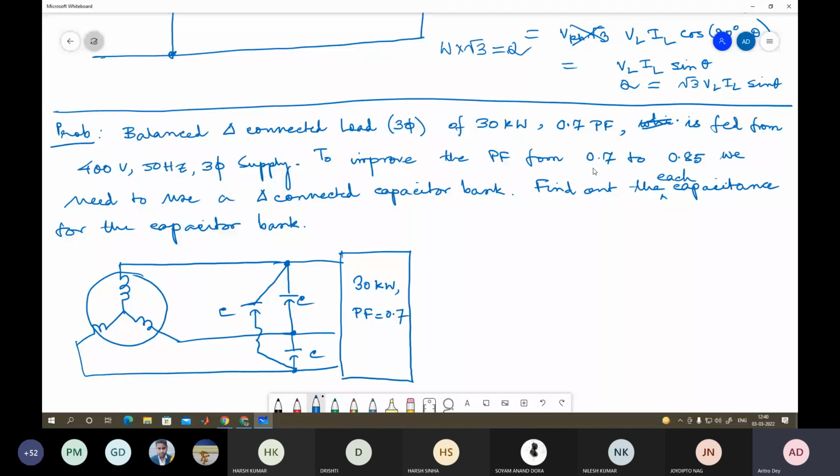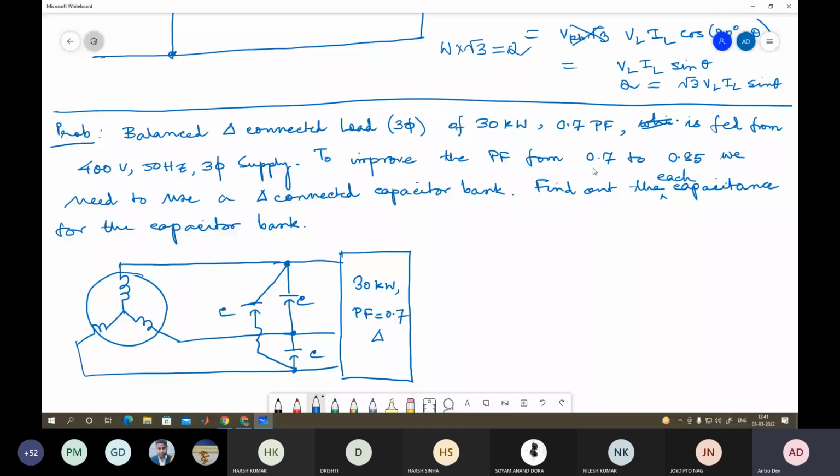First, what is given? You have a delta connected load. So this is also delta. You can draw in terms of delta also, no issue. And it is an RL kind of load, as you can see. Power factor improvement using a capacitor bank means, of course, it is an RL kind of load, so it is lagging. And then we can find out the current first, because we are given the power factor, total power consumption, and the supply voltage, right?